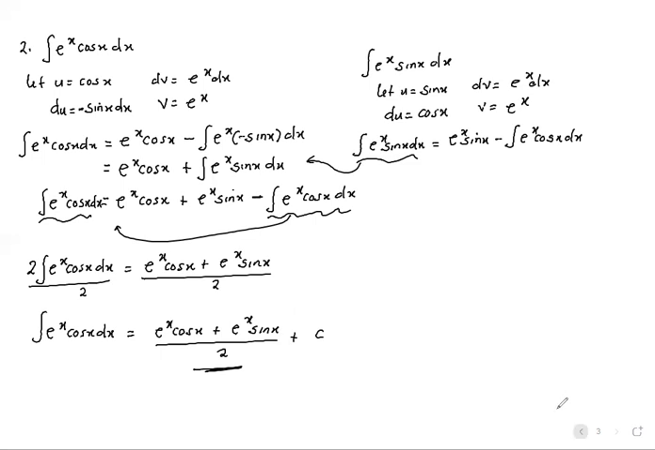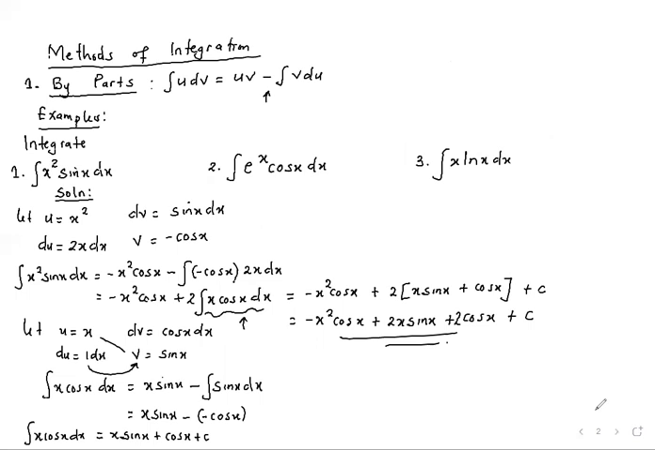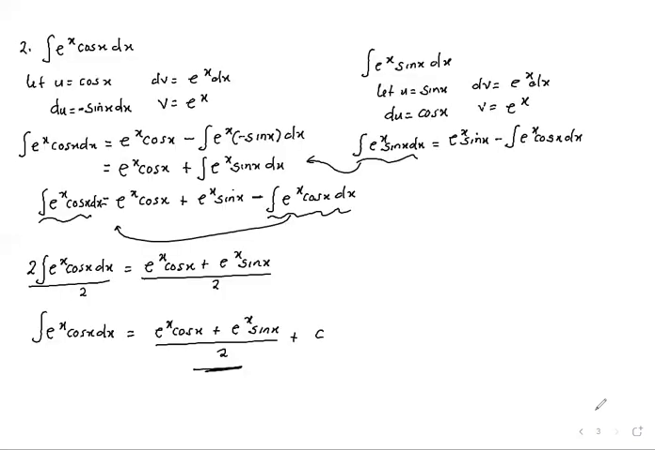Okay, so this is also the first check question. And let's do the third one. The integral of x ln x dx. The choice here is not difficult because we are limited. You only let u be ln x and dv be x dx. For a simple reason that if you try to let dv be ln x, to integrate it, you need by parts again.